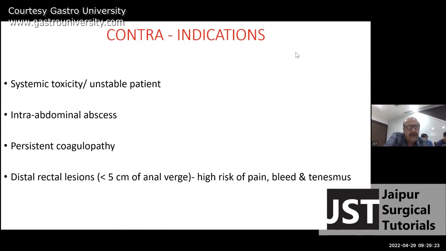Contraindications: an unstable patient, systemic toxicity, and intra-abdominal abscess. Those become contraindications. Persistent coagulopathy, again, is a contraindication. For distal rectal lesions less than 5 centimeters from the anal verge, you can do stenting, but the problem is a high risk of pain, bleeding, and tenesmus after deployment. So we really don't do it in a very distal rectal obstruction.